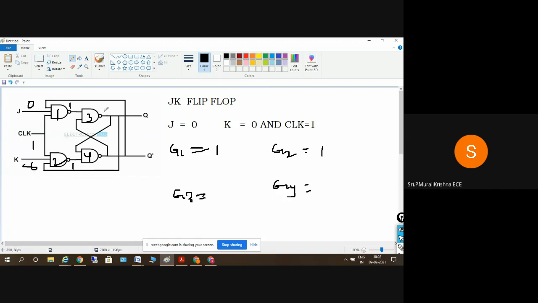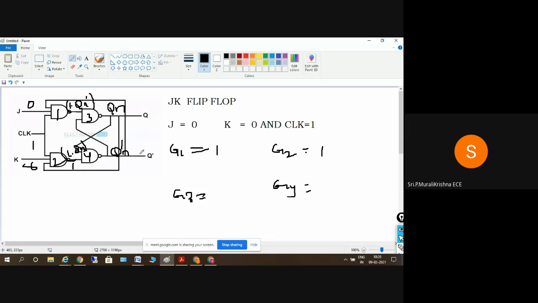You can check here: this 1 into Qn bar, and here 1 into Qn. The output is 1 into Qn bar whole bar, so we get a value of Qn, and here 1 into Qn whole bar gives a value of Qn bar. The next state is Q of n plus 1 equal to Qn, and Q of n plus 1 bar equal to Qn bar. Clear? Just like the earlier case.